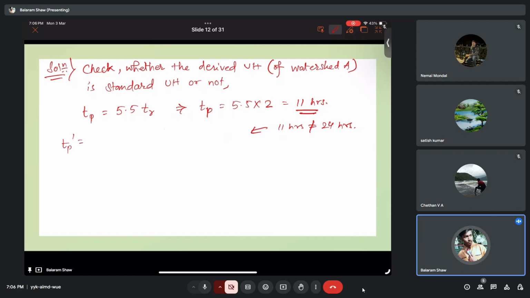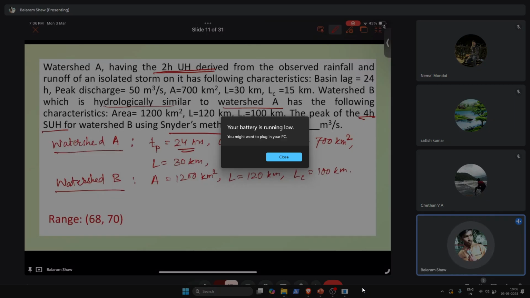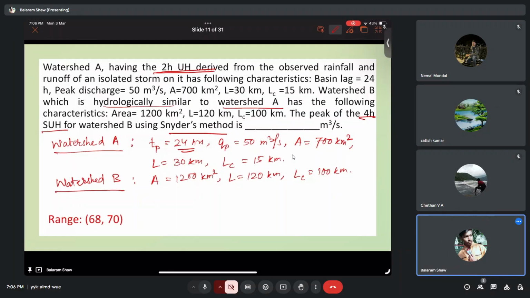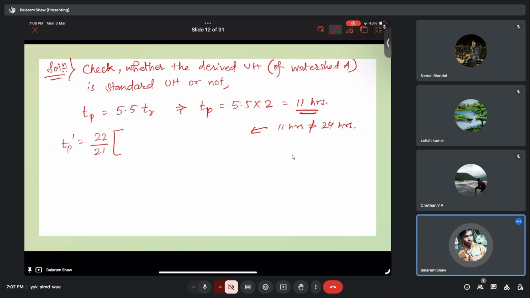TP dash equals 22 by 21 here into how much we have? 24 hours TP, right? So here TP equals 24 hours, right? So 24 minus 2 by 4. Just if you see the figure, you can do this. So how much you are getting? 4 minus 0.5, that is 23.5.